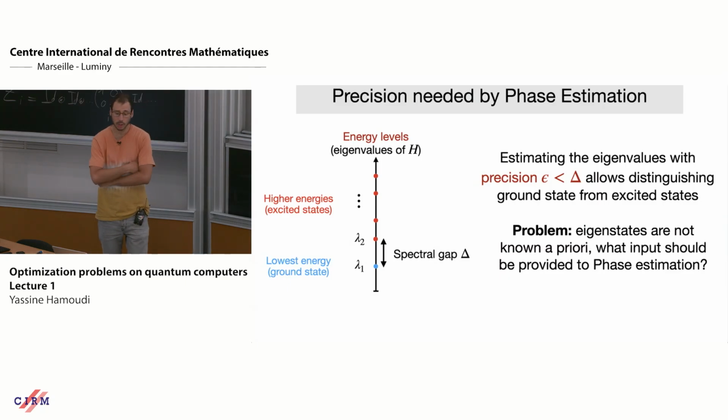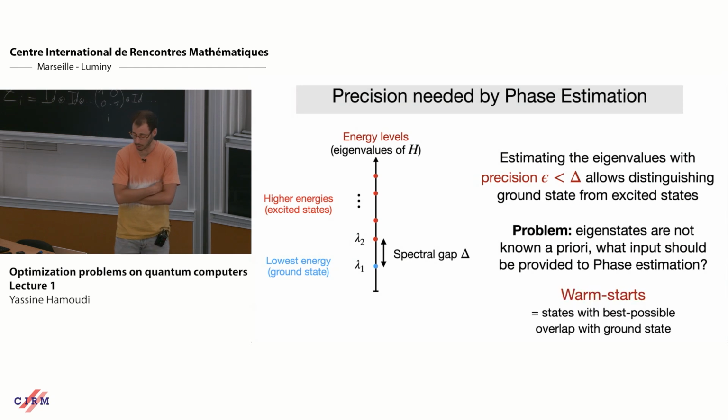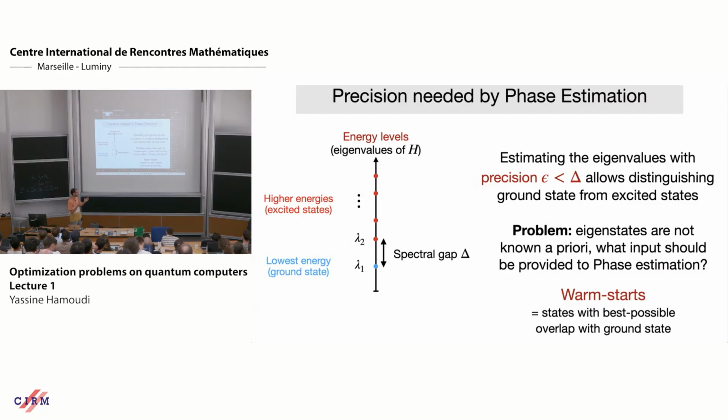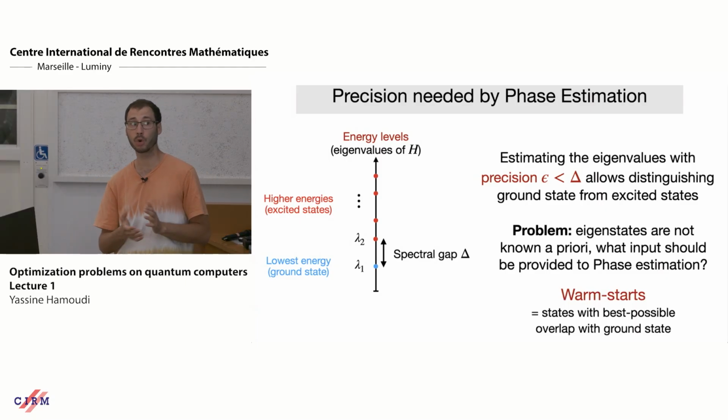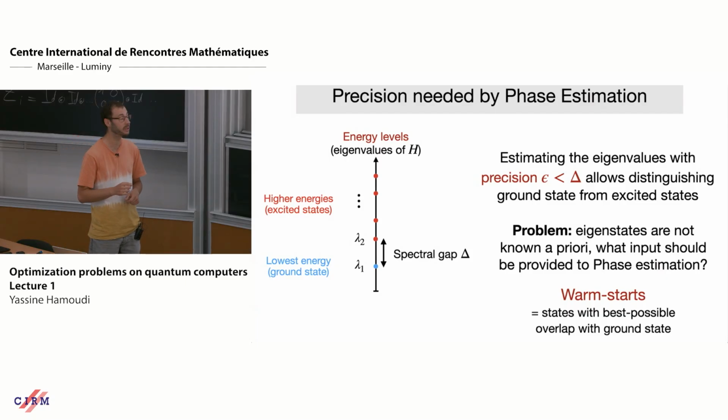So now there is an issue that we also have to address, which is how to come up with the input of quantum phase estimation. It computes the eigenvalues, but you have to put the eigenvectors as input. So how do we come up with candidate eigenvectors? This is a big issue, and what we can do is use something sometimes called a warm start, which is a state that has the best possible overlap with the ground state. So this corresponds to the question from a minute before.